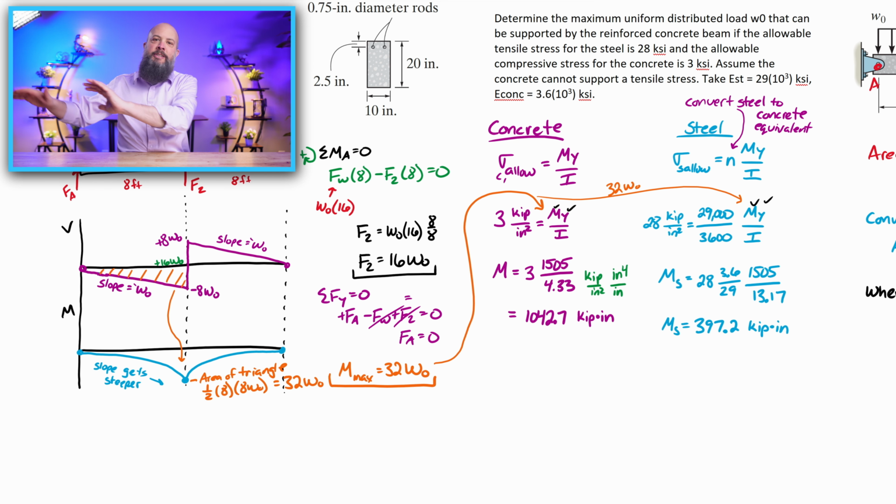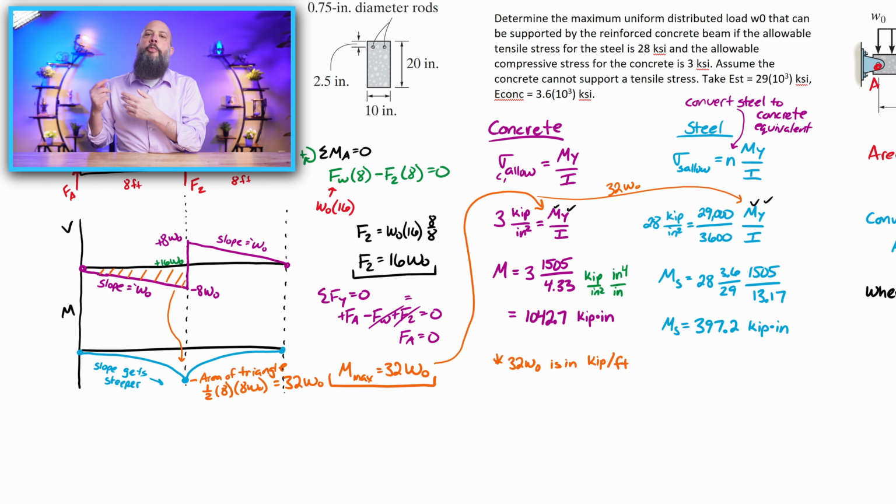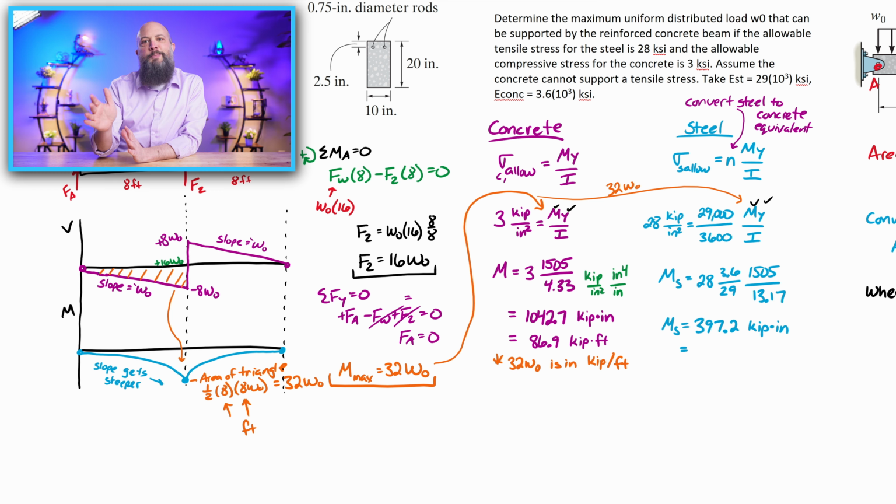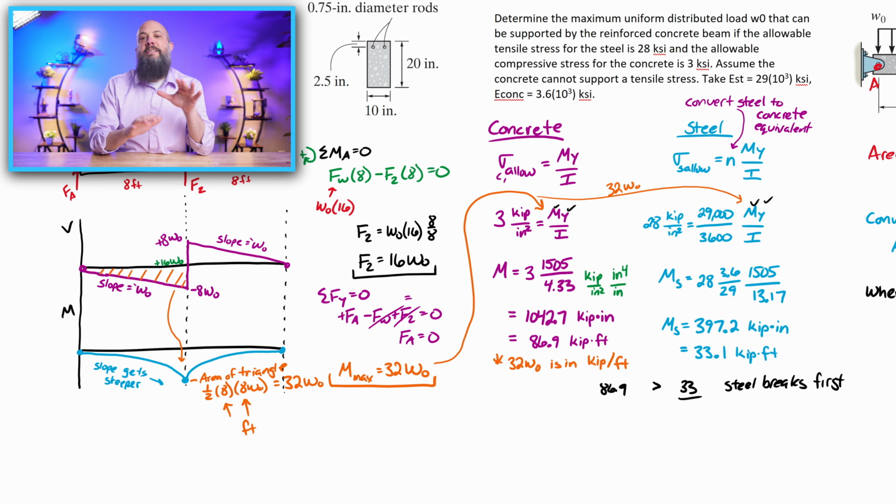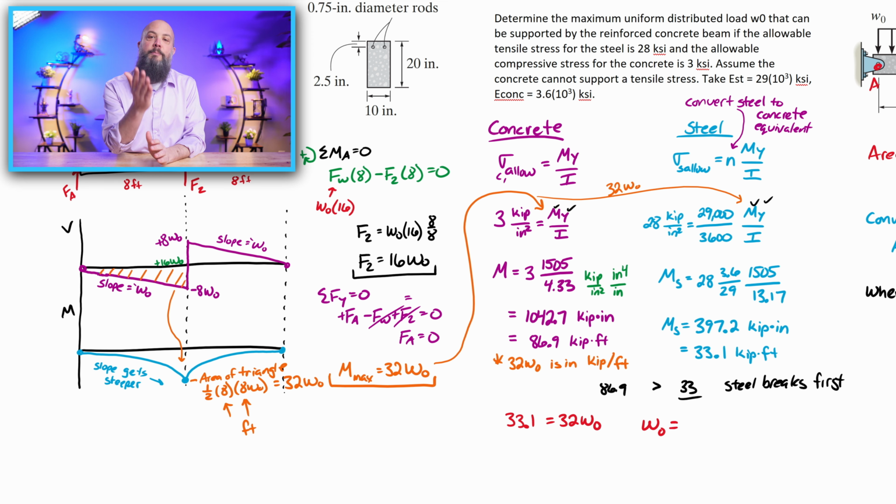And now if I go all the way back to my shear moment diagrams from the beginning, that 32W, the maximum bending moment, the peak of that cusp on the moment diagram, 32W was in kip feet. So let me convert these values. For concrete, I'm now at 86.9 kip feet, and for steel, 33.1 kip feet. Now, since the steel is a lower value than the concrete, that means it will break first. It will break at the lower bending moment.